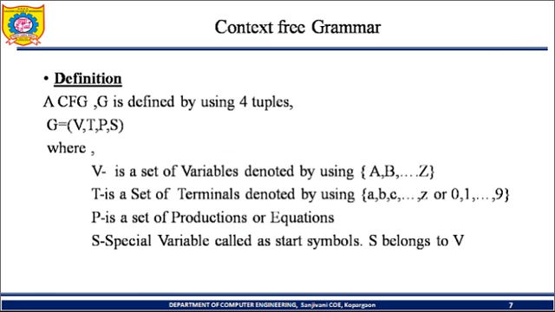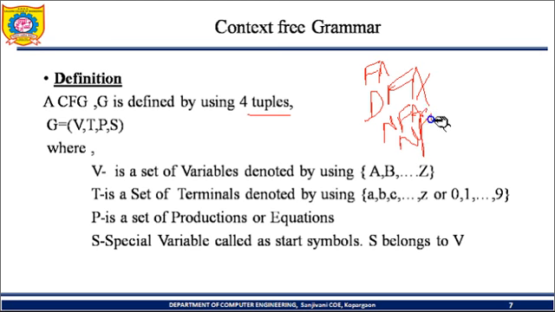Context free grammar, CFG, G, is defined by using a 4 tuple. We know that up till now we have discussed finite automata, which are defined by using a 5 tuple. DFA, which is deterministic finite automata, is defined by using a 5 tuple. NFA, again, is defined by using a 5 tuple. And NFA with epsilon is also defined by using a 5 tuple.